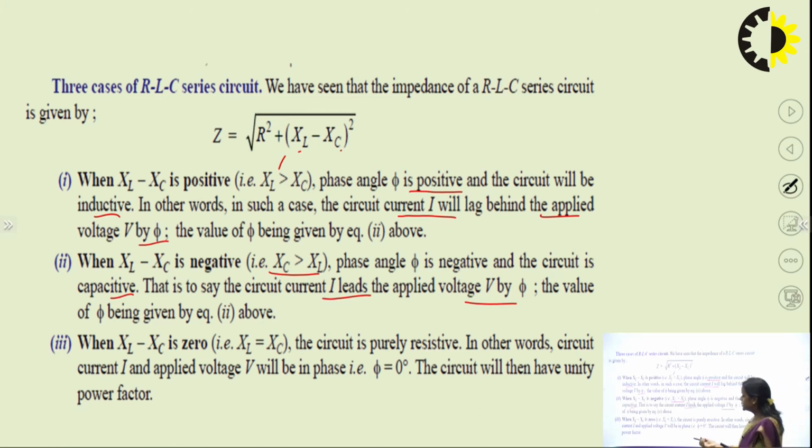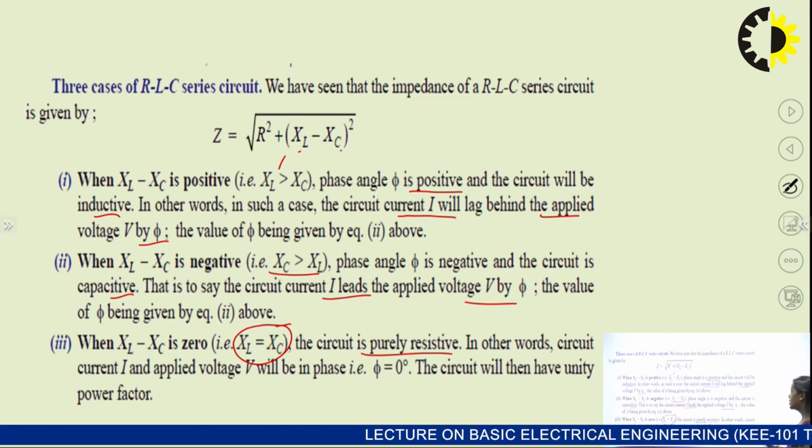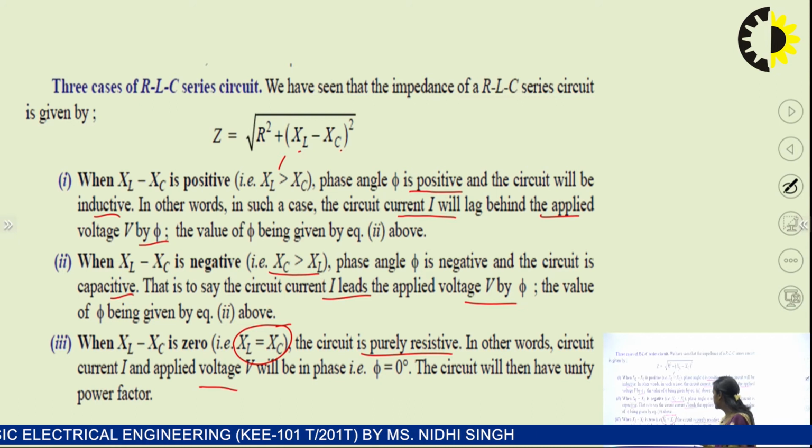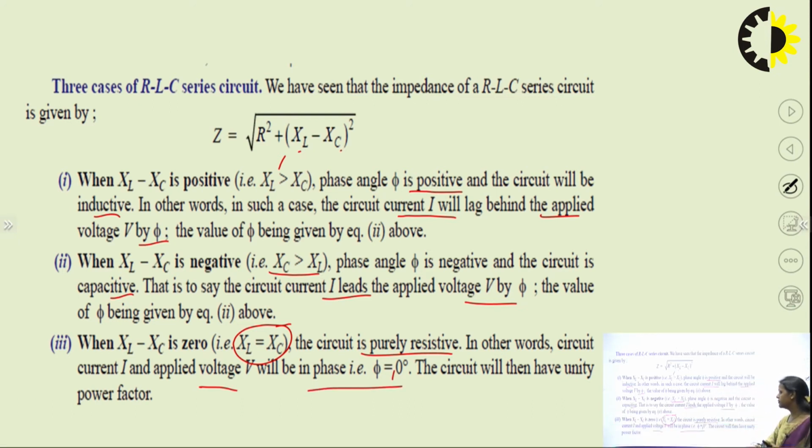In the third case, both XL and XC are equal. If they are equal, they will cancel out each other and the circuit will be purely resistive. In other words, the applied voltage will be in phase with the current. So phi will be 0 and the circuit will have a unity power factor, because phi is equal to 0, so cos 0 is equal to 1. For a purely resistive circuit, the power factor is 1. So these three cases can occur in a series RLC circuit.